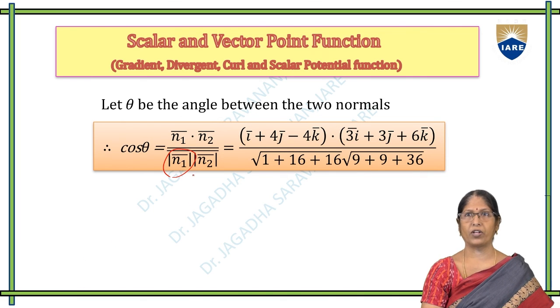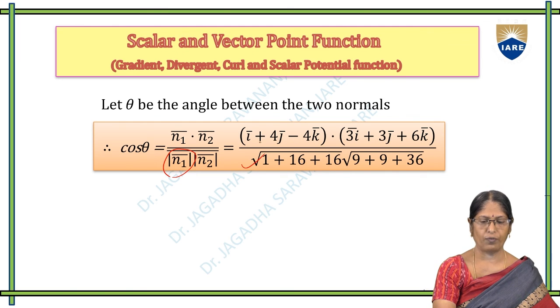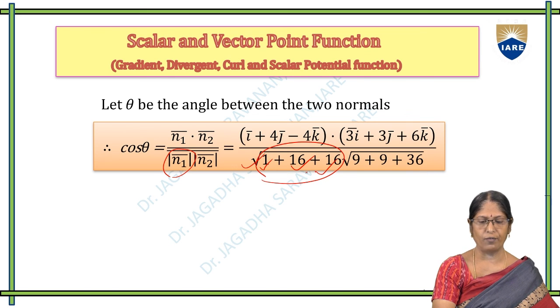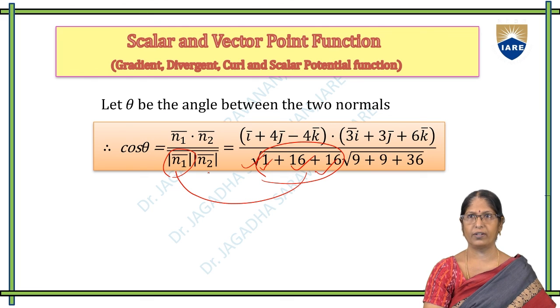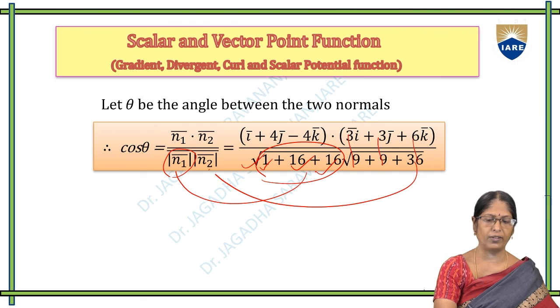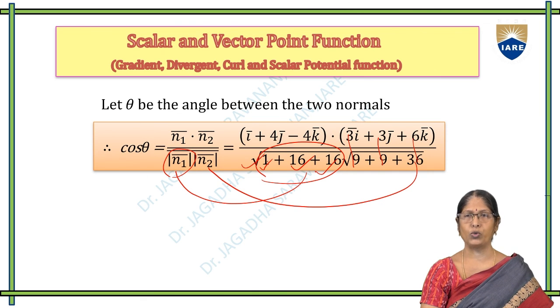Thus, the n1 vector modulus, that is, the square root of the coefficients squared. Here the coefficients are 1, 1 square 1, 4 square 16, minus 4 square 16. So the modulus of n1 we completed. The next one is square root of 3 square 9 plus 3 square 9 plus 6 square 36. We completed the modulus of the n2 vector.